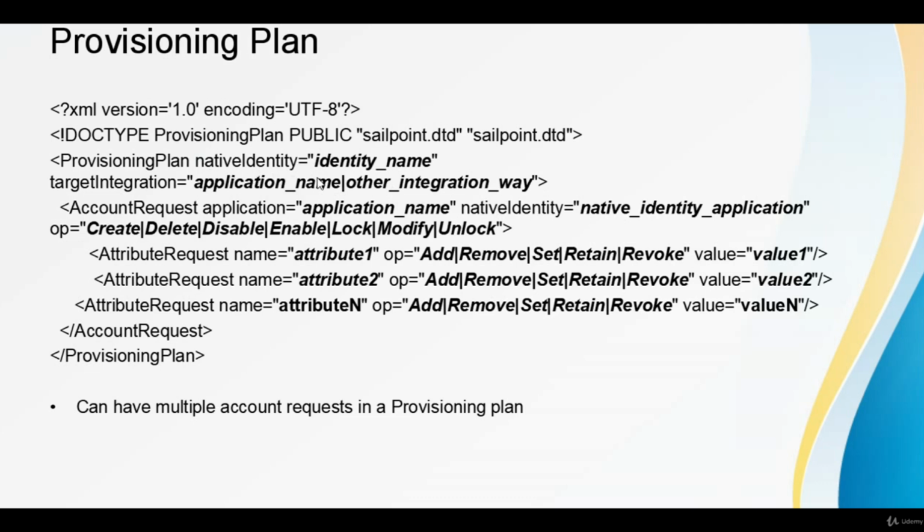The native identity will contain the identity name. This identity name will be the identity on which we are trying to modify or do the provisioning. Then the other thing will be the target integration. So target integration is nothing but it tells SailPoint by which medium the modification is going to happen. So it can contain the application name itself, or it can contain the integration config. That we will see a little later.